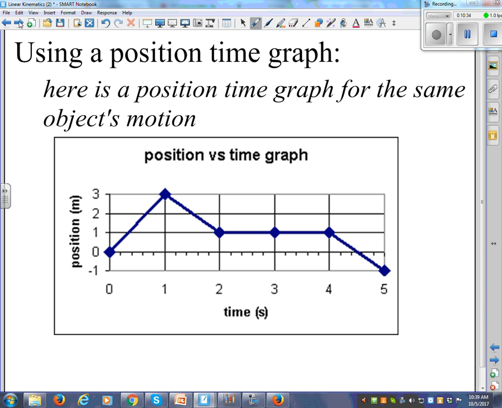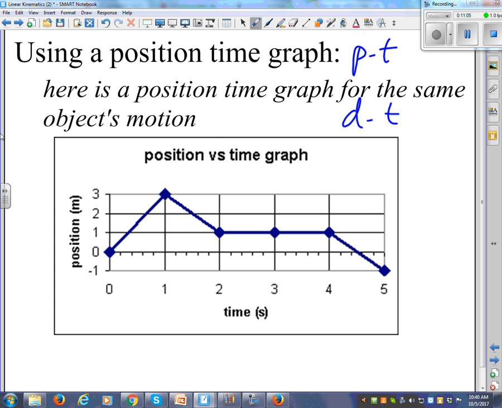Right? What does it show? On the right-hand side, it shows position. Down here on the X, it shows the time. Okay? Sometimes these are called PT graphs, position time. Usually they call them DT or displacement time graphs. Those are interchangeable. Okay? Position versus time. This is a position time graph for the same object's motion or a similar object's motion. Okay? And it also includes time.